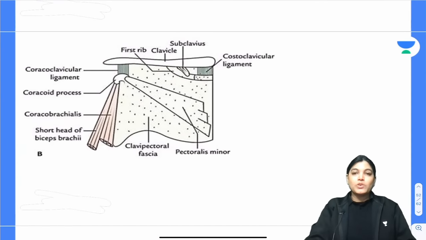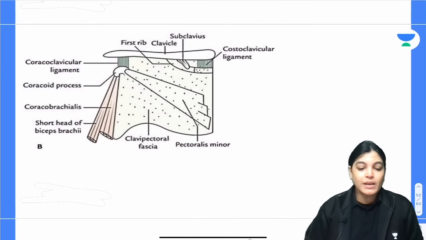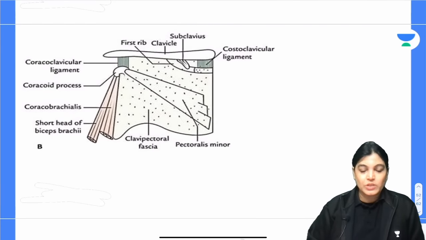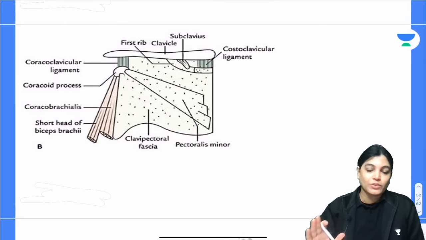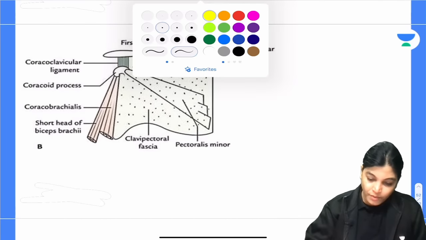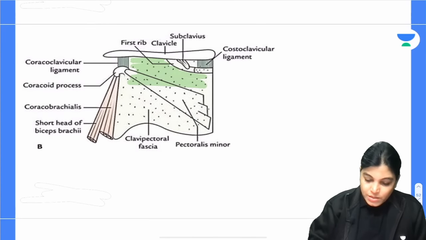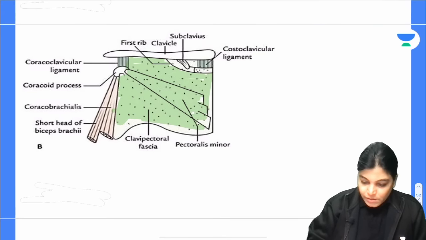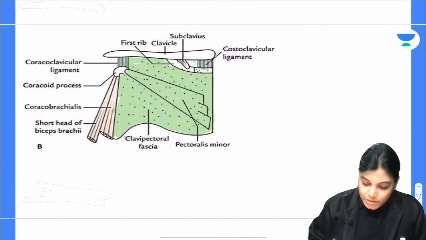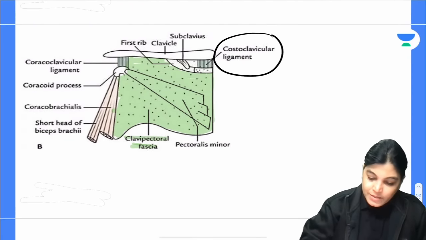Now, the horizontal extent. This is a schematic diagram to make you understand the horizontal extent of the clavipectoral fascia. We will talk about its medial attachment and its lateral attachment. This is the whole clavipectoral fascia. So, if we talk about its medial extent, its medial attachment.